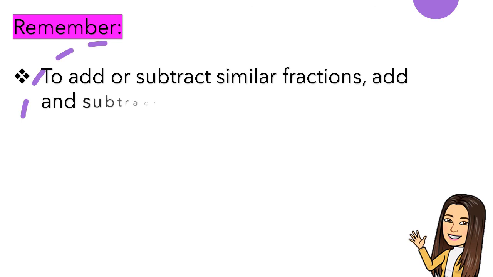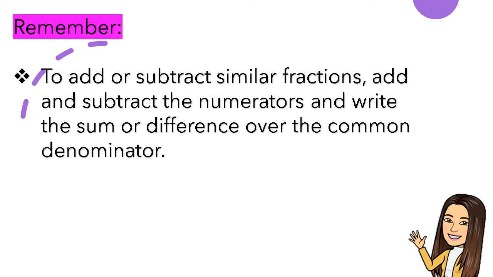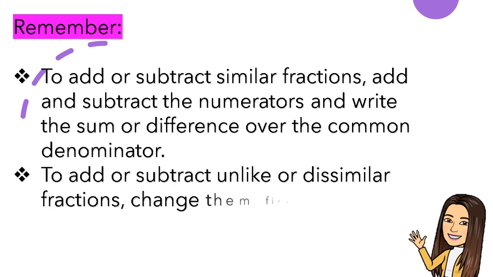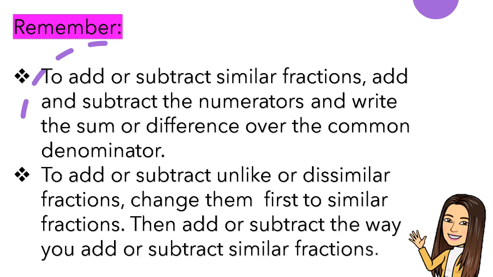Remember, to add or subtract similar fractions, add or subtract the numerators and write the sum or difference over the common denominator. To add or subtract unlike or dissimilar fractions, change them first to similar fractions. Then add or subtract the way you add or subtract similar fractions.